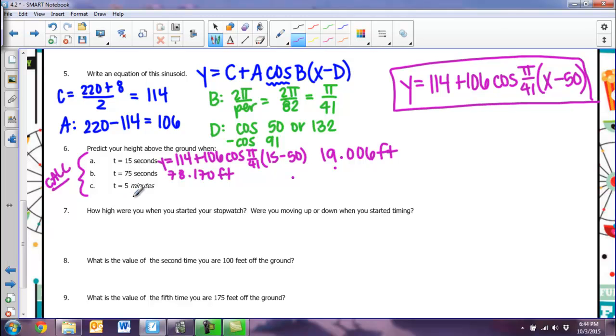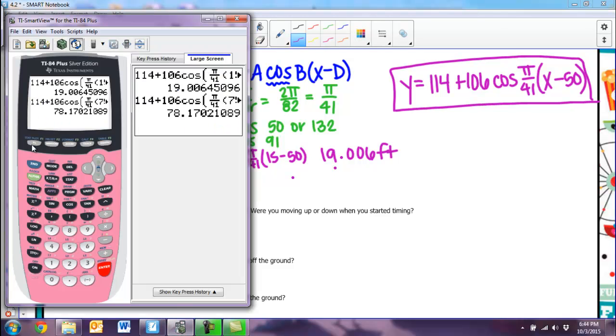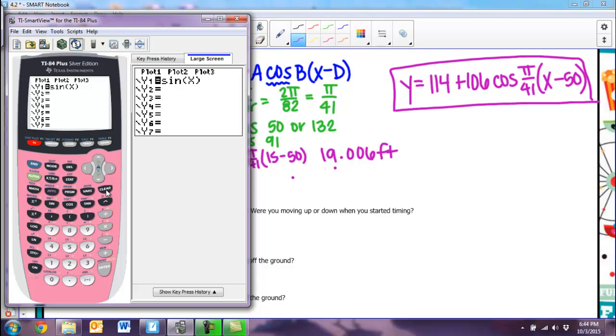Okay. Now, one of the cool things that your calculator can do is if you take this equation and you go ahead and you put it in your calculator into your y equals. So if you go into your y equals screen and you type in all of this business, pi over 41, again, all the parentheses. The worst your calculator can do is tell you have too many parentheses. And then you can graph it.